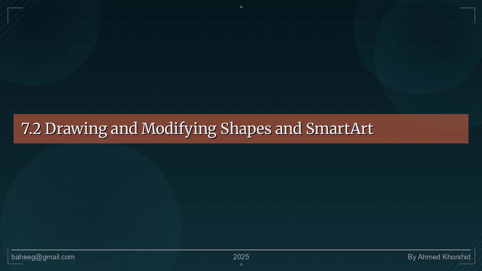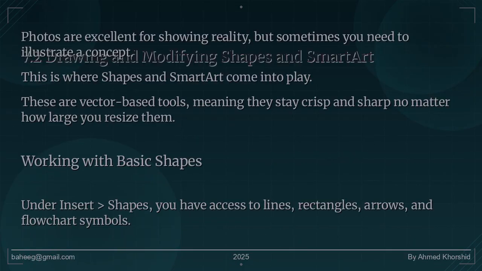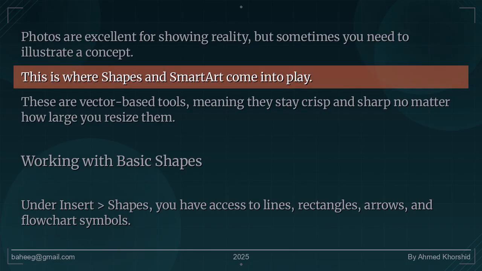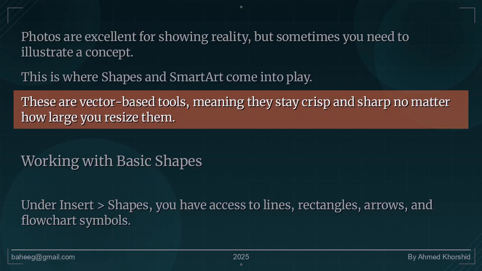7.2 Drawing and modifying shapes and smart art. Photos are excellent for showing reality, but sometimes you need to illustrate a concept. This is where shapes and smart art come into play. These are vector-based tools, meaning they stay crisp and sharp no matter how large you resize them.